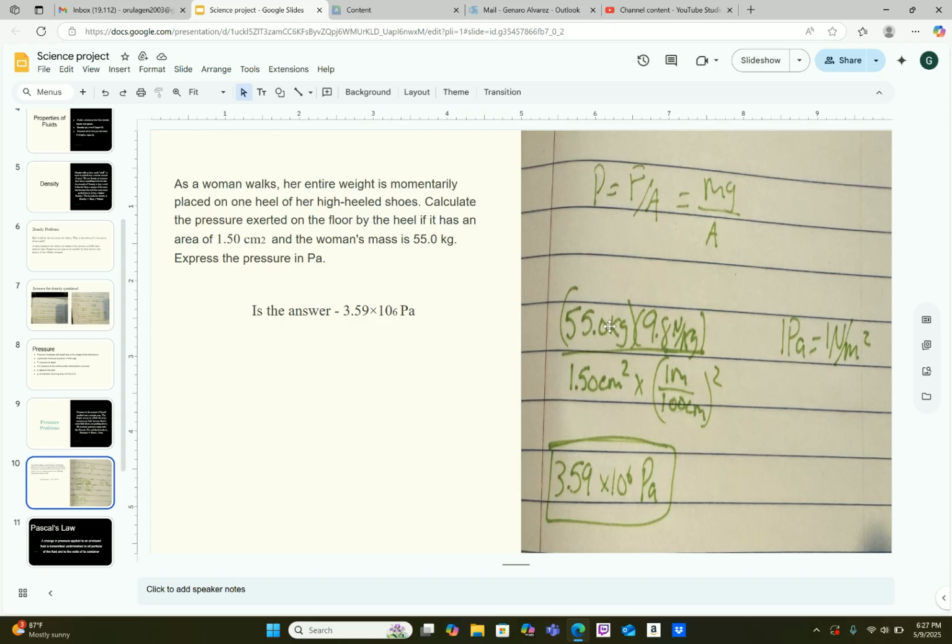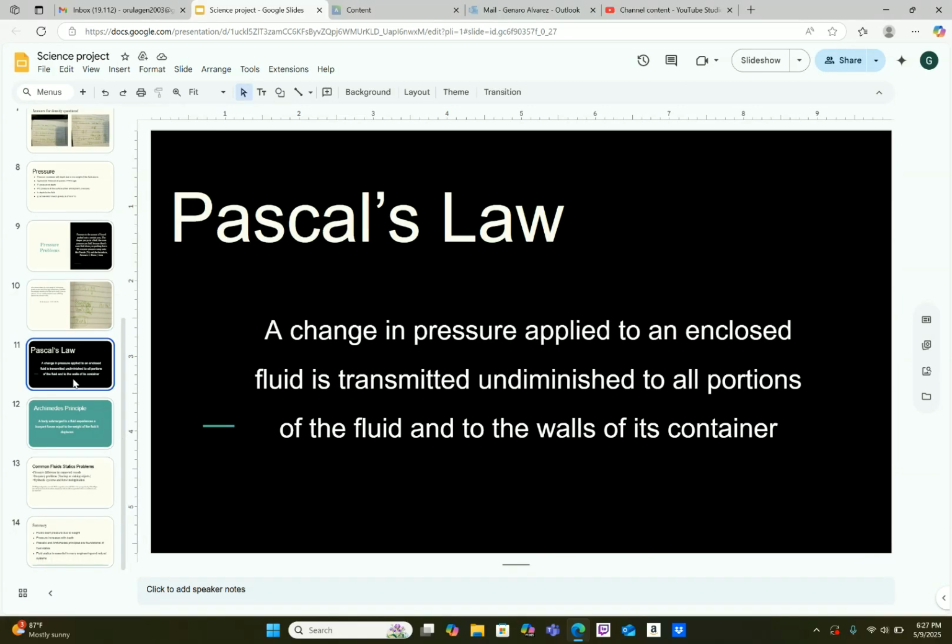Right here, your given is the mass of the woman, which is right here, and then the area, which is the 1.5. And as always, gravity is always a given, which is going to be 9.8. Always remember that to make it easier on yourself whenever solving something like this. Going on to the next slide.